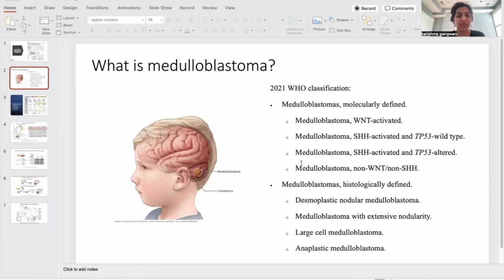The other classification, which is histologically defined, segregates medulloblastomas into desmoplastic nodular medulloblastoma. These are more fibrous with nodules embedded between those fibrous tissues. And then there's medulloblastoma with extensive nodularity. So there's an extensive formation of nodules in this. Then the large cell medulloblastoma, which are large round cells, and this aggressive form tends to grow and spread even more rapidly. And then you have the anaplastic medulloblastoma, which appear very abnormal and very aggressive under the microscope.